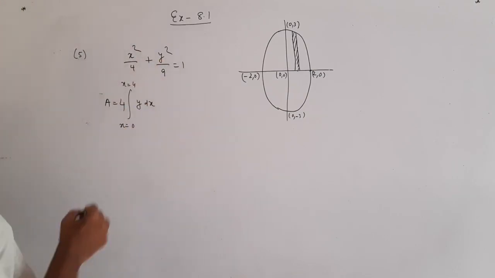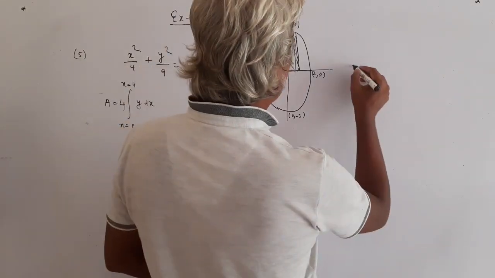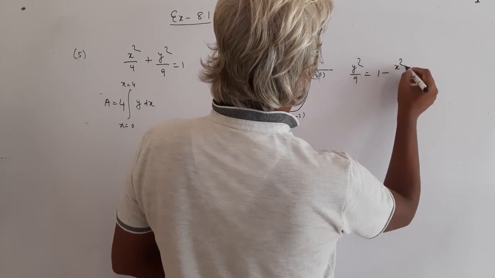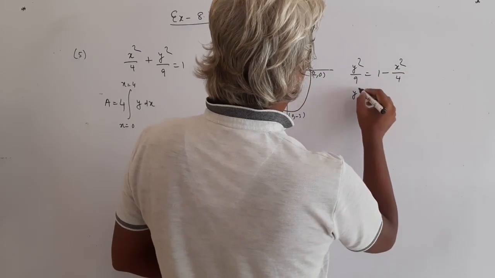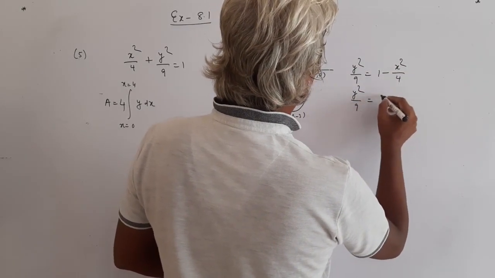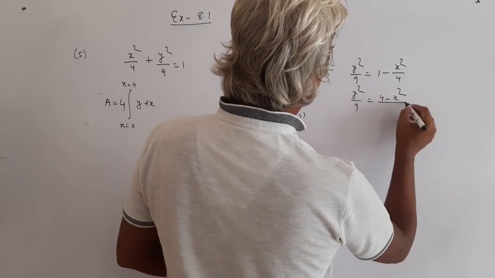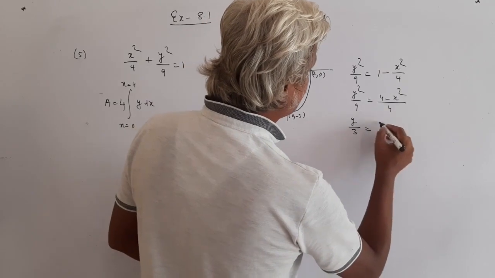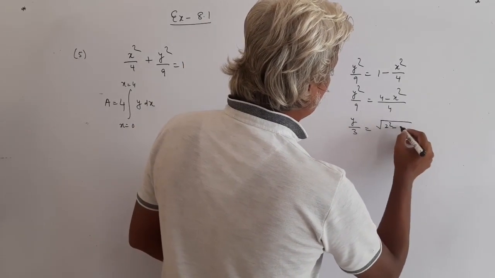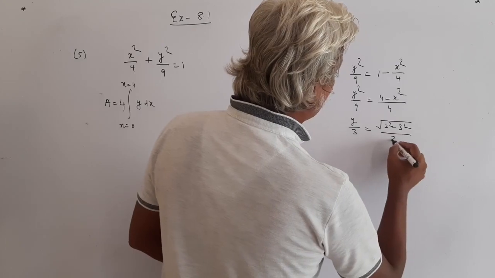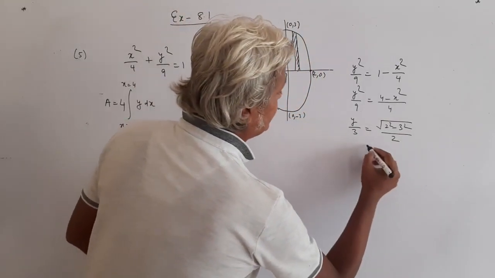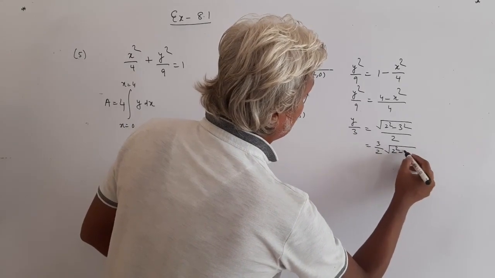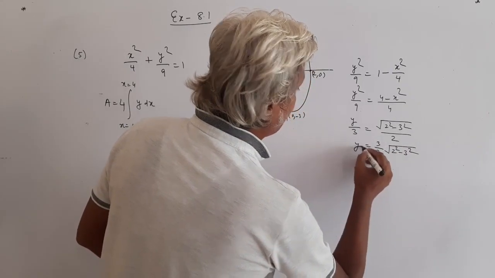So again I have to change the subject to y. So y square over 9 is 1 minus x square by 4, so y square over 9 is (4 minus x square) by 4. If you take the square root, y by 3 is under root of (2 square minus x square) upon 2. So y is 3 upon 2 under root 2 square minus x square.